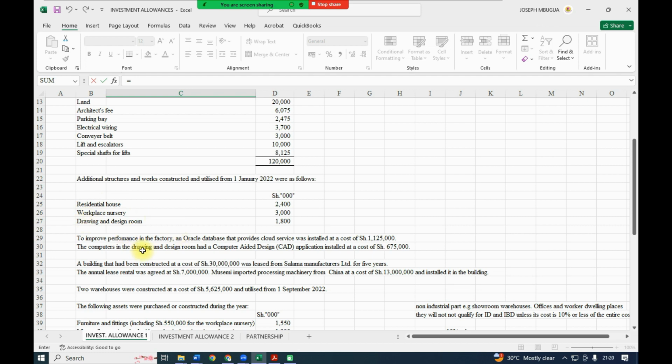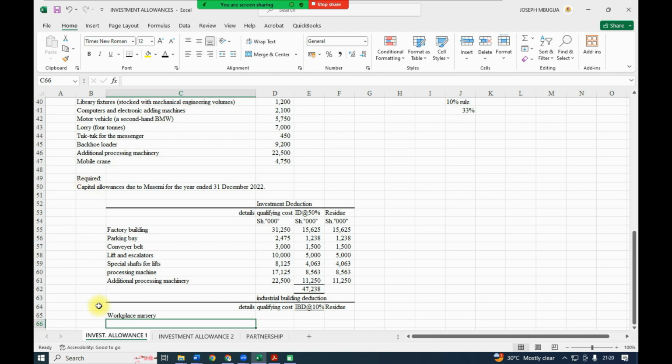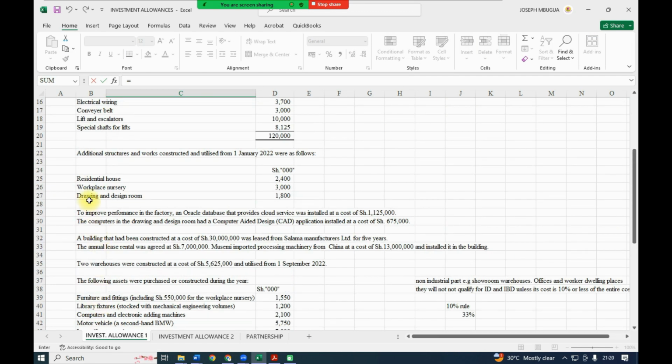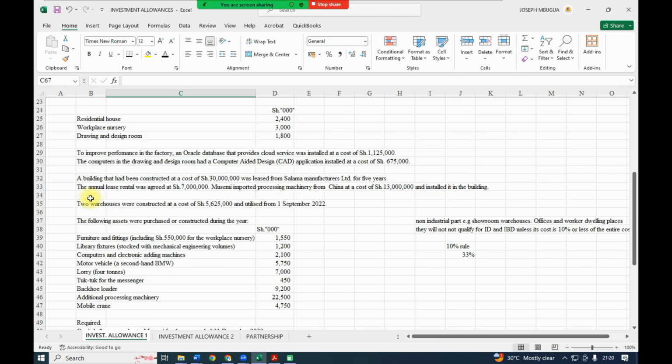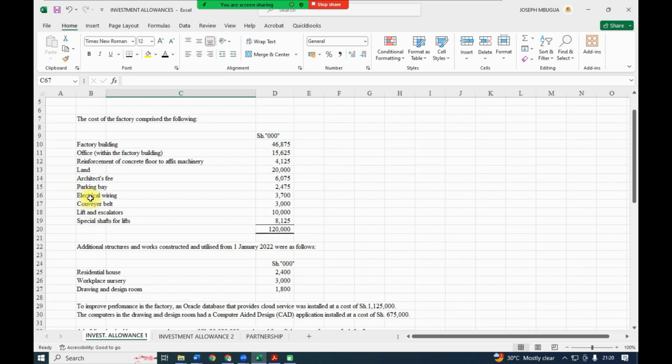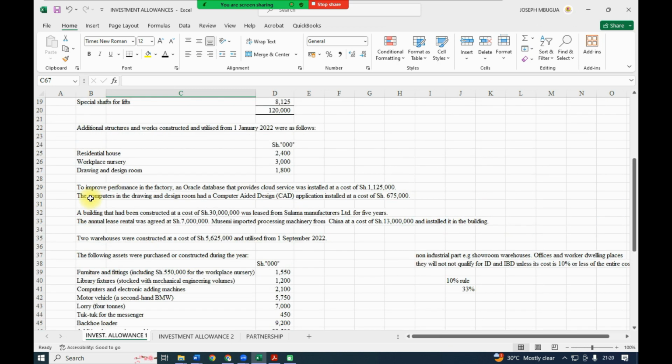So residential additional structures and works constructed and utilized from 1st January 2022 were as follows. So these were constructed. We have the residential house. We have the workplace. First we start with the workplace nursery, then the drawing and design room. All these are buildings. So for residential, it will not include it. Residential is not for the business, so it will not qualify for the IBD.